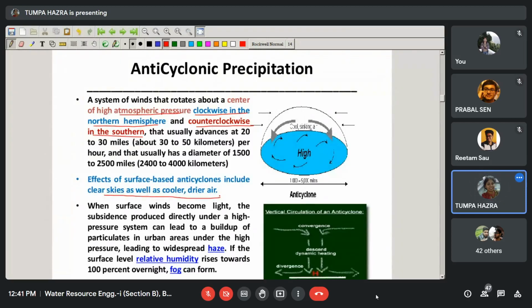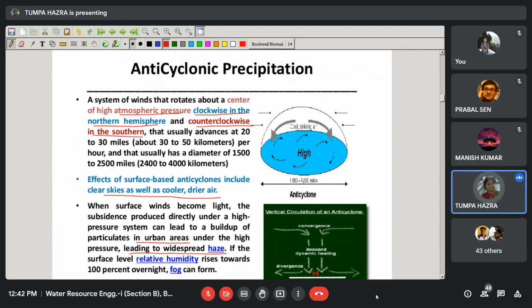Cooler, drier air is associated with it. And when surface winds become light, the subsidence produced directly under a high pressure system can lead to a buildup of particulates in urban areas. I have told you that there should be a source of localized heating conditions, a heat island. So particulates in urban areas under the high pressure lead to widespread haze.